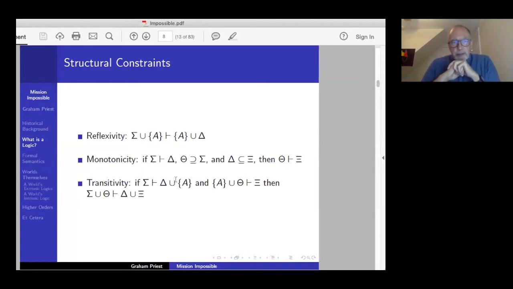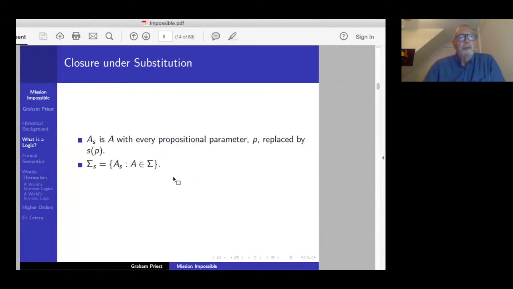Now, there is another constraint that's sometimes put on a consequence relation, which is closure under substitution. So if A is some formula and S is a map from propositional parameters into the formulas, then A(S) will denote A with every propositional parameter P substituted by S(P). And if sigma is a set of formulas, sigma(S) is just the A(S)'s for all the A's in sigma. That's standard.